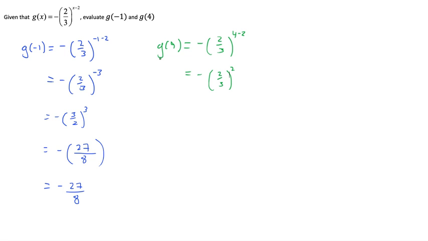So we get a positive exponent, which is fine. And so what happens now? Well, we'll just calculate this exponent. 2 to the second power is 4. 3 to the second power is 9. And remember, this negative simply means we're going to multiply by negative 1 at the very end. So we get negative 4 over 9 as that answer.